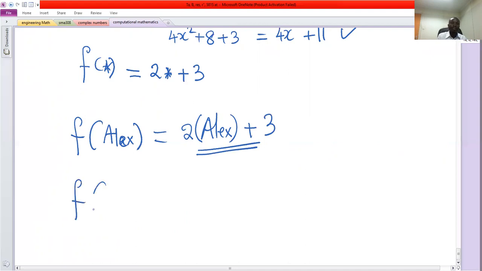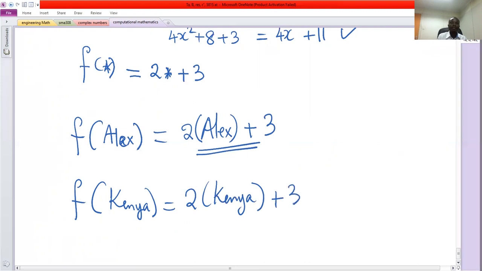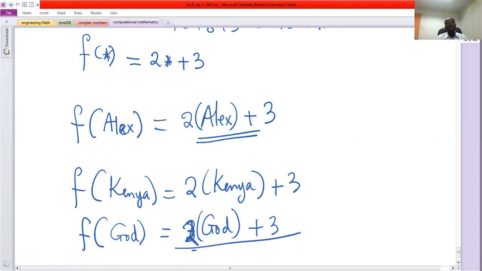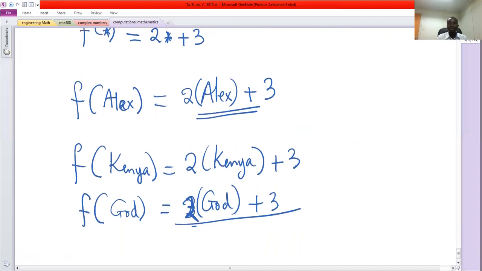If you say f of Kenya, the same function, it will multiply our input called Kenya by 2, and then add 3. If you want to define f of, say, God, it will multiply by 2, and then add 3. So that's really how we need to solve or to play with that function.